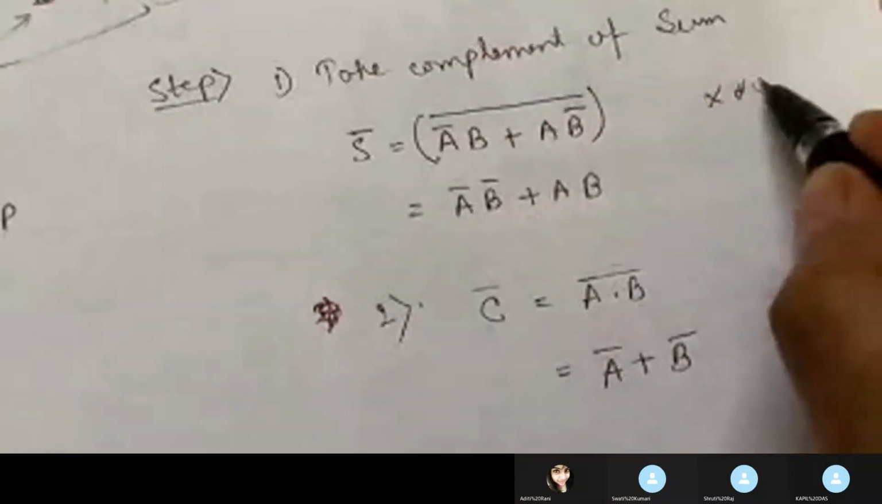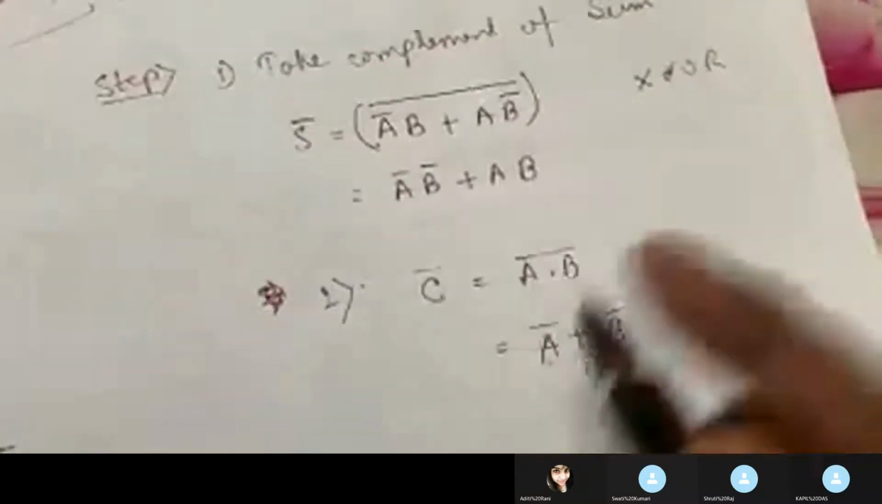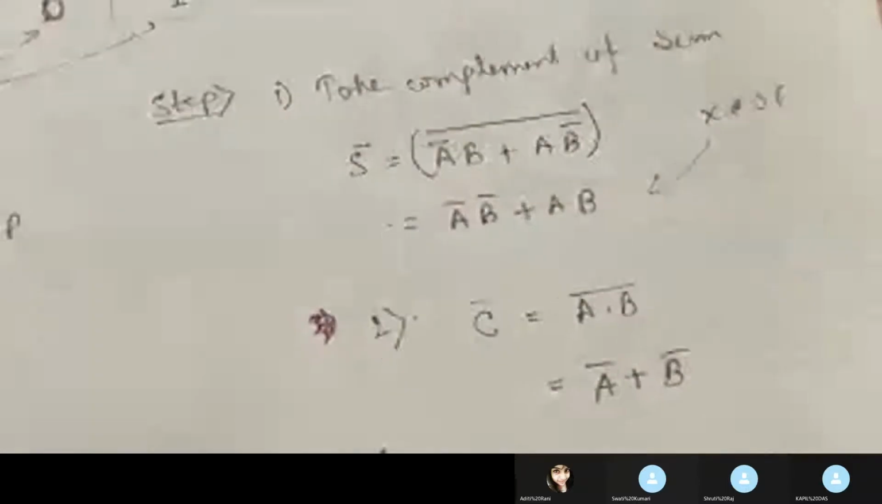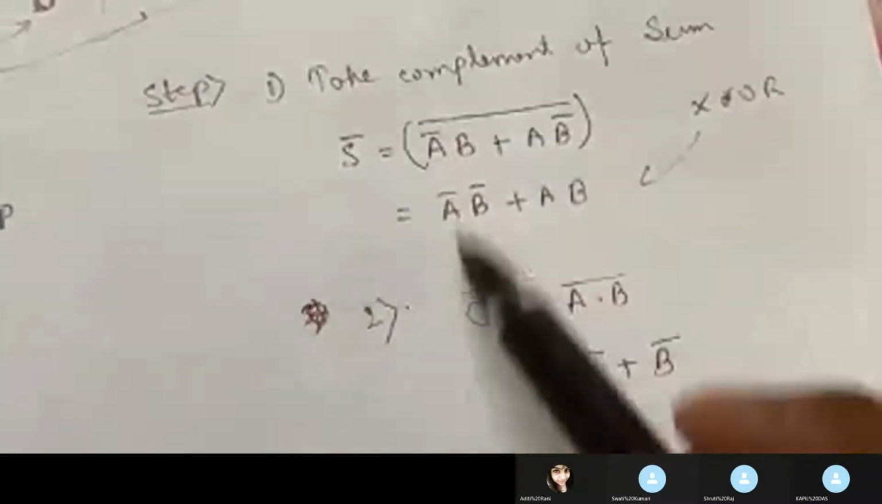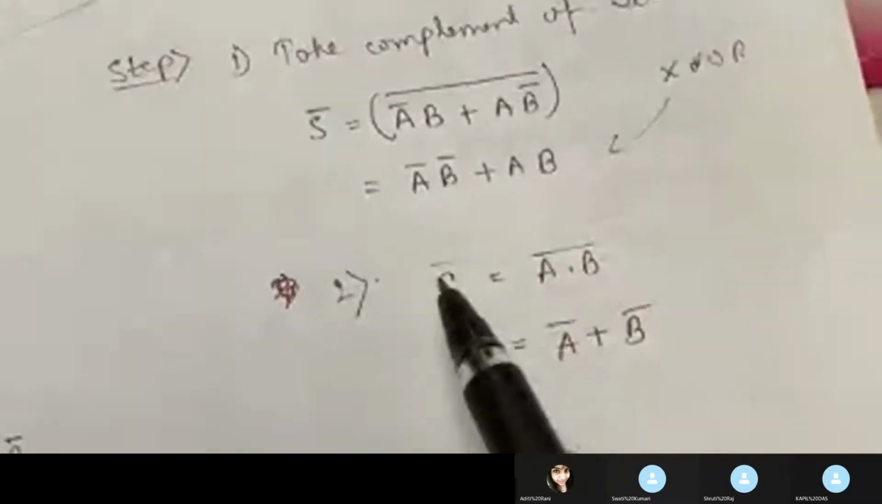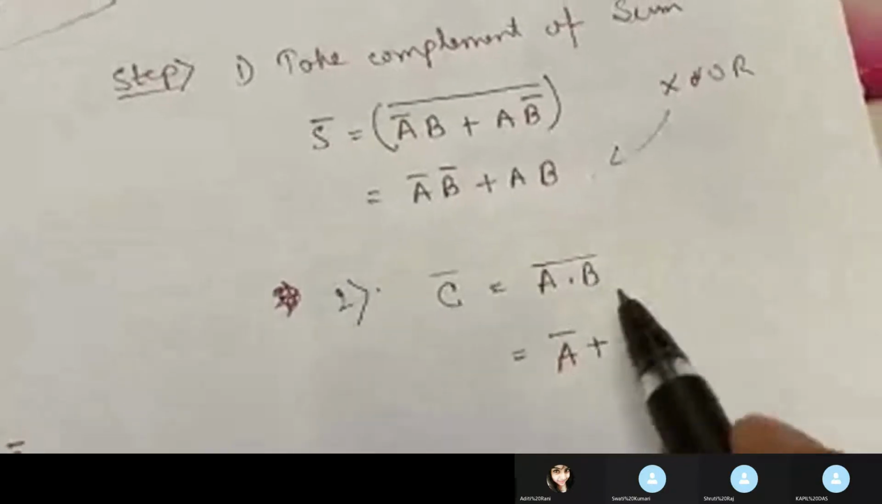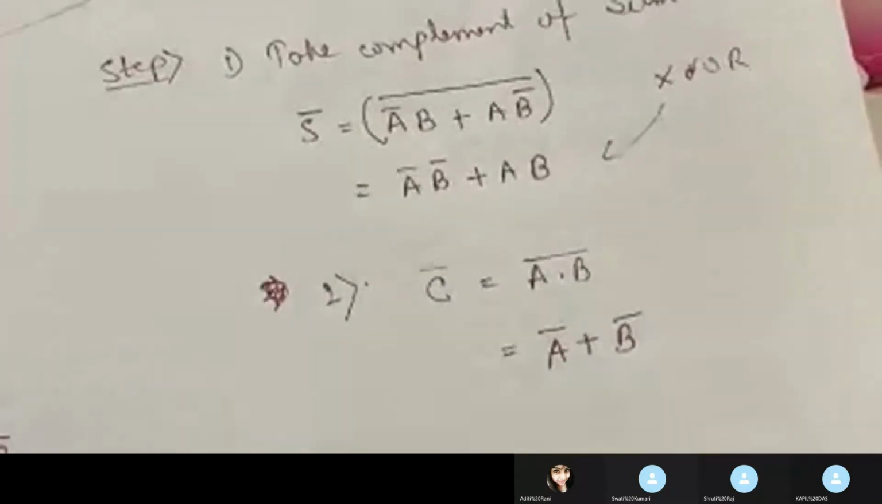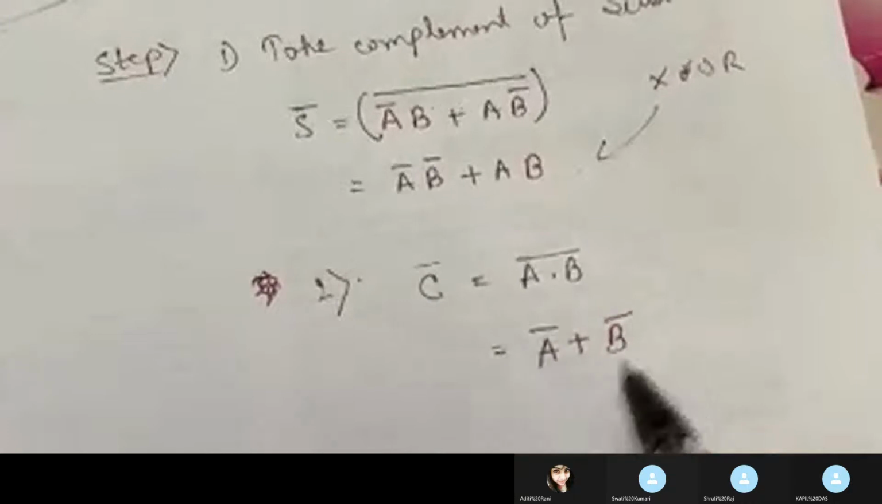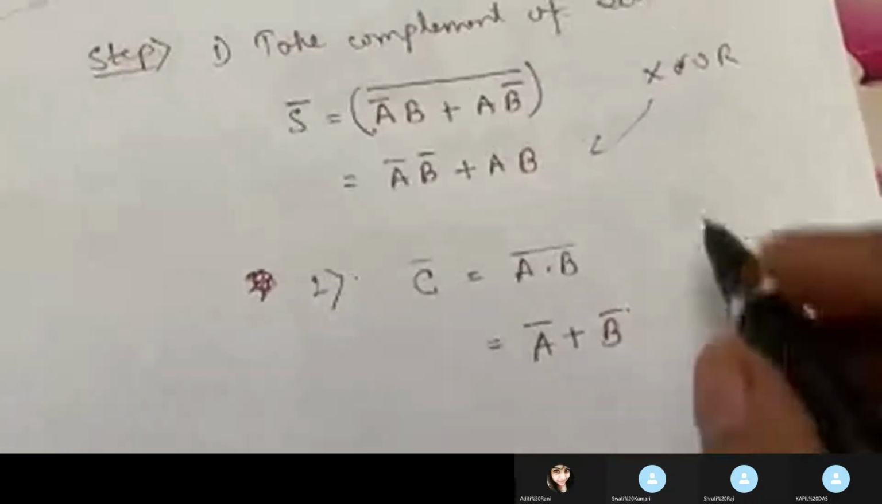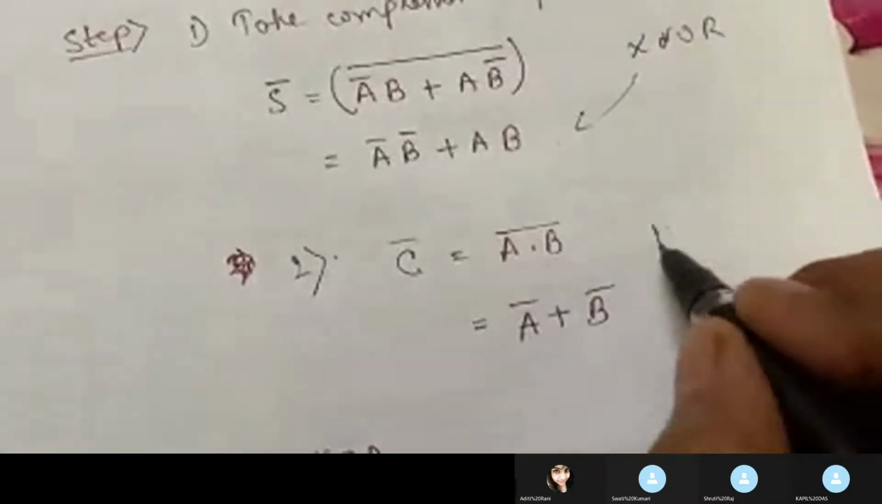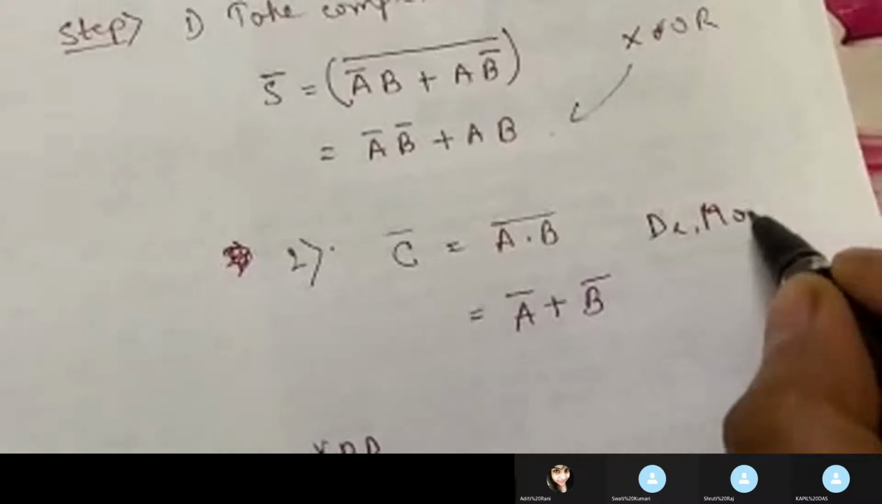So it will become XNOR, right? So it is actually becoming XNOR logic. And for the carry, we will put a complement over it. Here De Morgan's theorem has been applied, so it will become A bar plus B bar. These are the properties of digital electronics, that is, De Morgan's theorem.